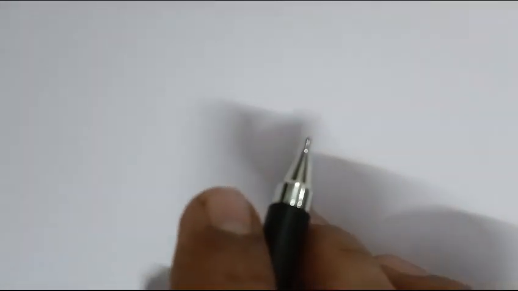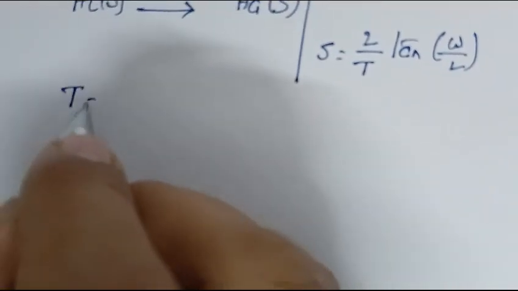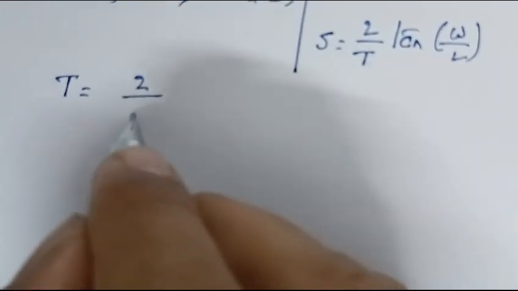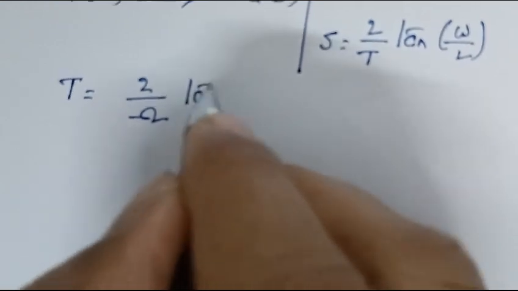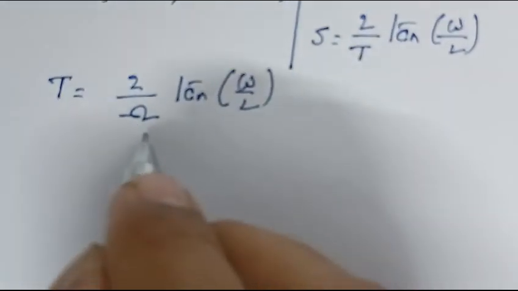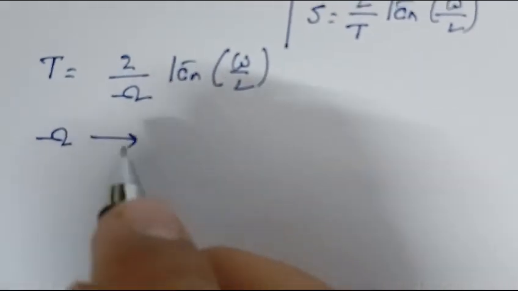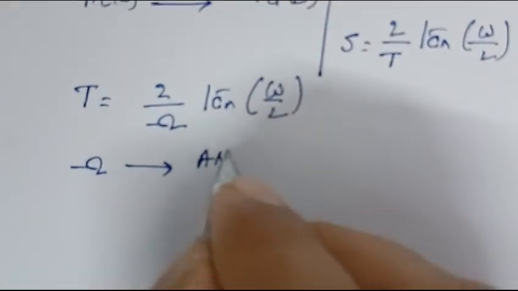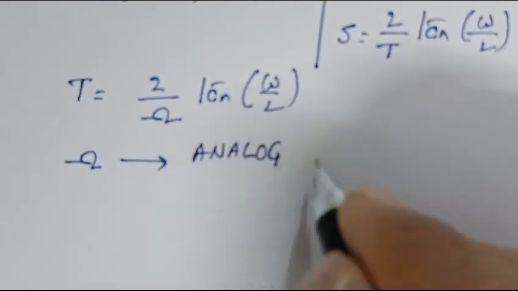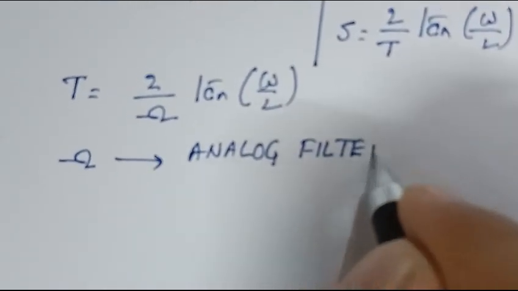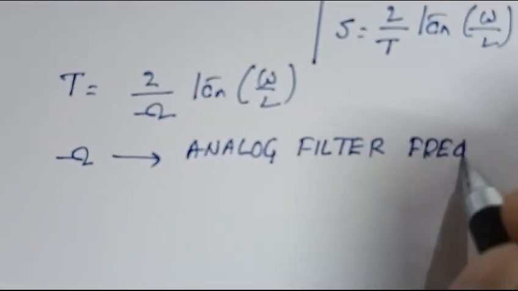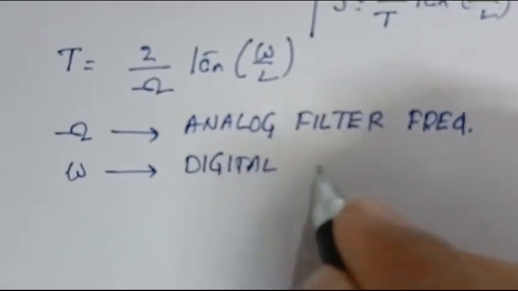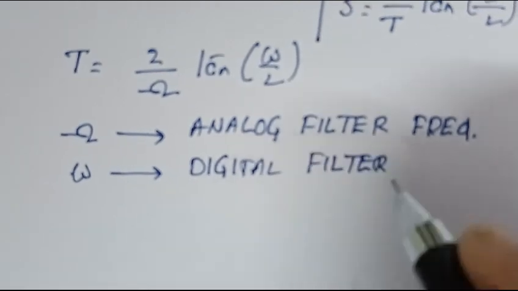The time period T has to be found simply using the formula T equal to 2 by omega tan omega by 2, where this omega is the analog filter frequency and this omega is the digital filter frequency.